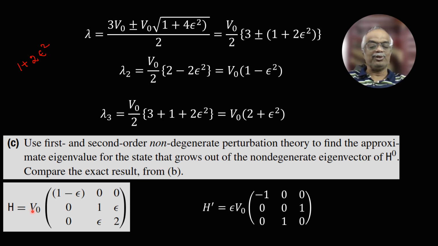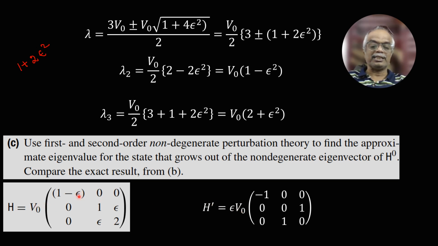So H is equal to, we have seen that matrix form. It is 1 minus epsilon 0 0. Of course you have v naught as a multiplication factor, 0 1 minus epsilon 0, epsilon 2. So naturally, what is the perturbed Hamiltonian matrix? So for the perturbed Hamiltonian matrix, you remove this one. One is unperturbed here, one is unperturbed, two also unperturbed. So this will become, I have taken epsilon outside. So this is epsilon v naught.